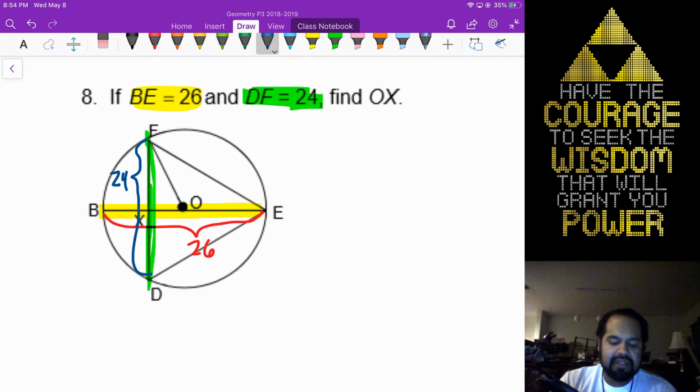So what we're going to want to look at, since it's asking us to find OX, is the triangle that's right in the center there. So this is what we're solving for. We can take half of both of those numbers.